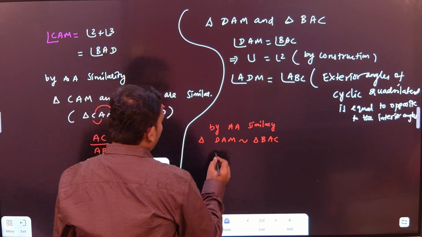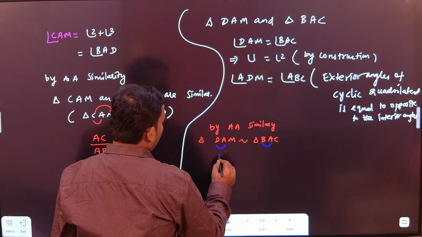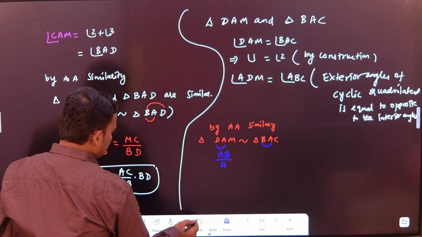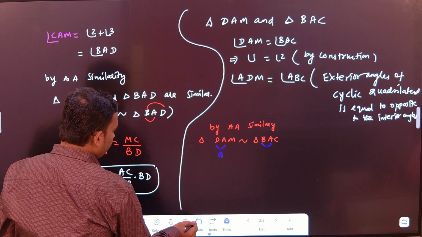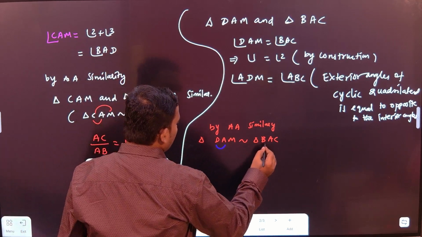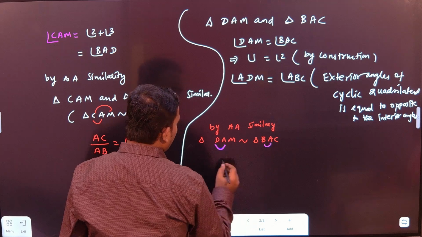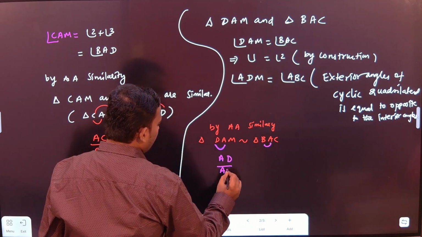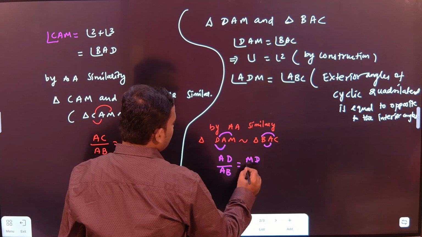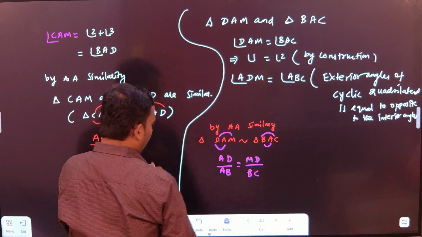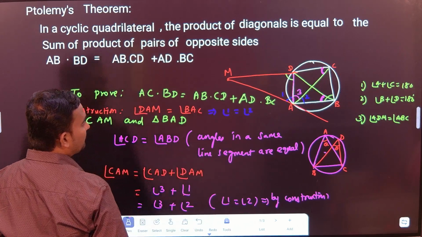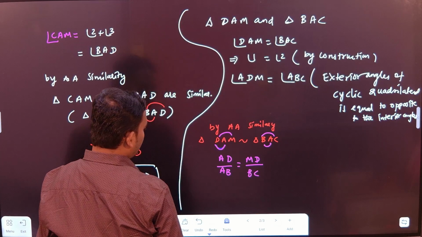So from this, which one we can take? AD corresponding to AB, right? AD corresponding to AB, you can take, is equal to the first and last you can take, MD corresponding to BC. So what actually we need to find out is MD and CD.